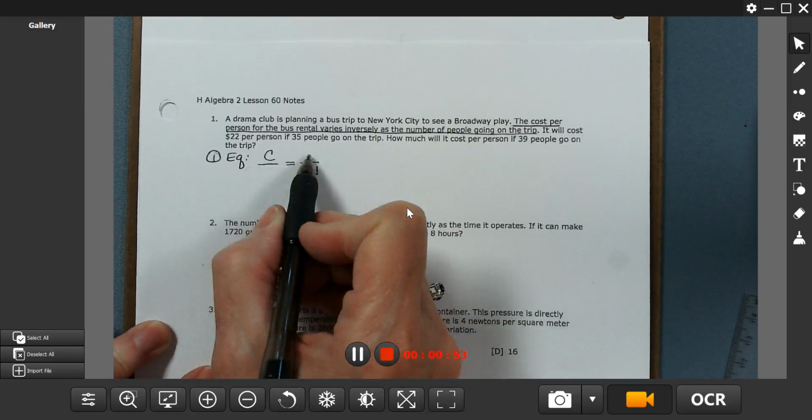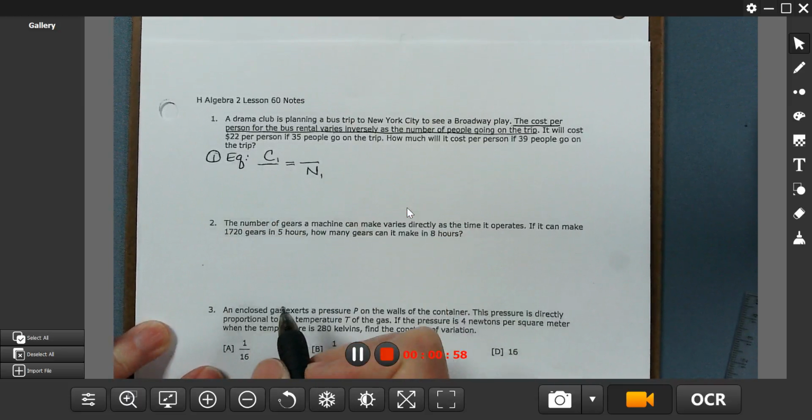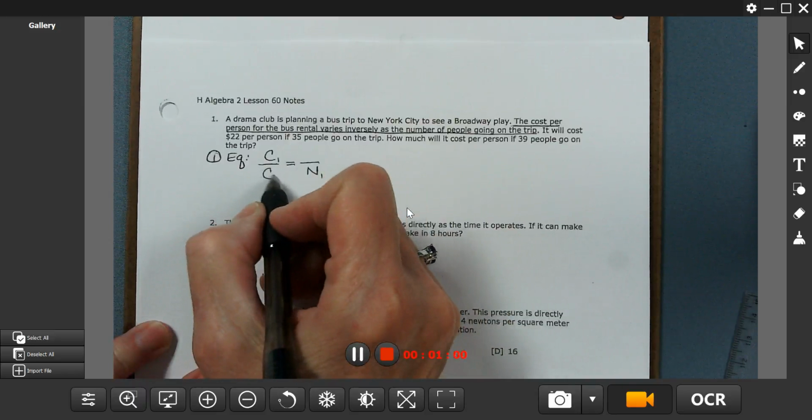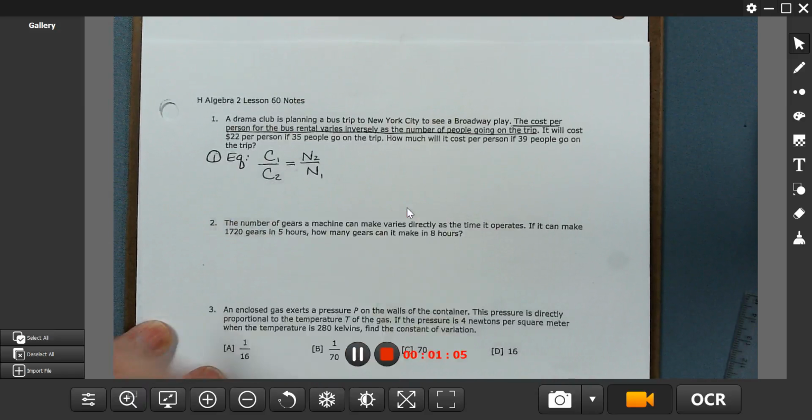Cost is inverse to the number of people. If it was direct, it'd go right here. And do ones for your subscripts. Then put C sub 2 here and N sub 2 here. And those are also inverse because they're not on the same part of the fraction.